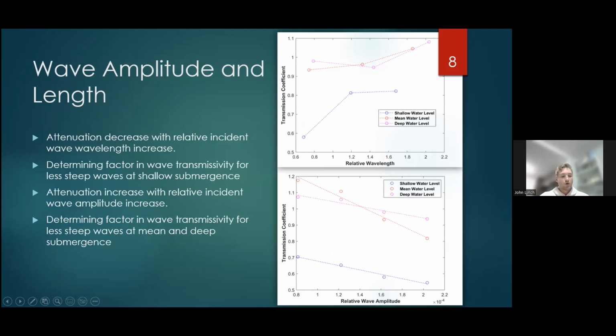And on the bottom, you can see the reef's attenuation performance is shown to decrease as incident wavelength increases. Now, relative wavelength is just the incident wavelength in relation to the reef's length. So this becomes the determining factor in transmissivity for waves less steep than 0.012 at the shallow submergence level. And whether amplitude or wavelength is the determining factor of the less steep wave events transmission, it has to do with how the wave behaves when it actually encounters the reef.